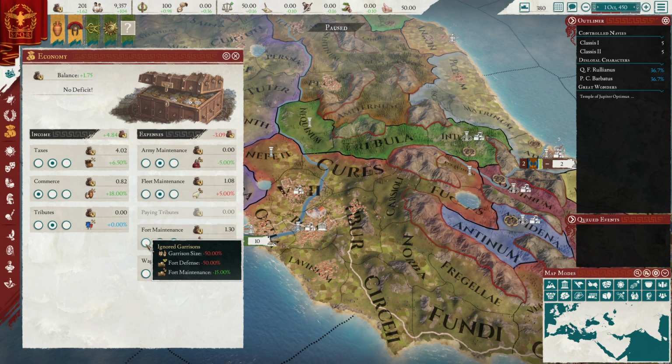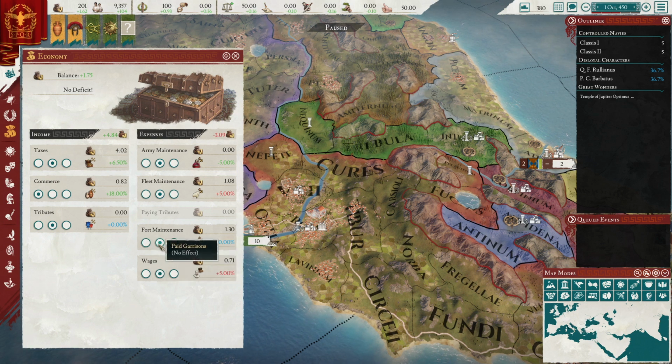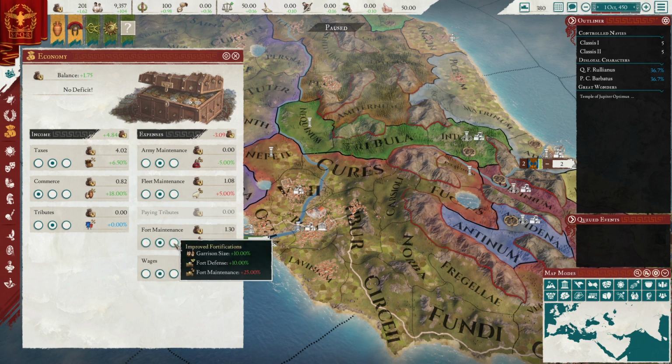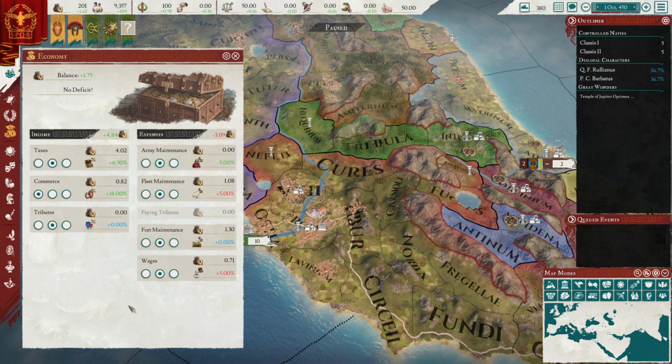If you have zero chance of anybody attacking you, sure, ignore your garrisons. That is saved money, but it's not a lot of saved money. There is a lot more money spent to get improved fortifications, but it's not extreme, and the bonuses could be very valuable in wartime. Generally, though, for the most part, even in wartime, you're going to leave it on paid garrisons. Are you kind of getting the idea of how this is going?